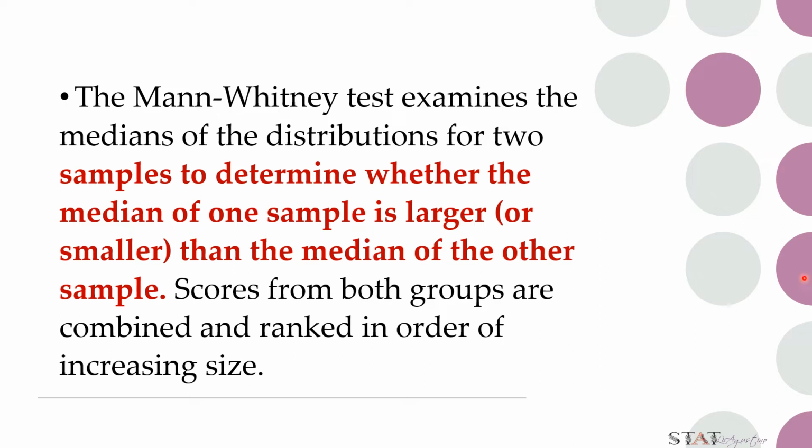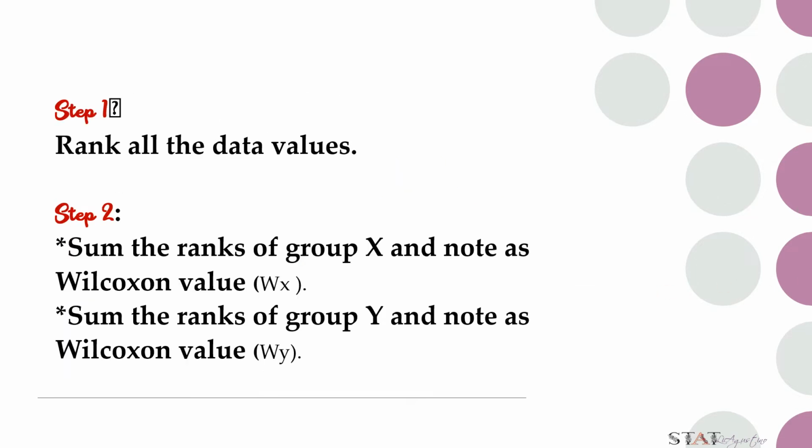So the smallest score is rank 1, the second smallest score is rank 2, then 3, and so forth. Take note that the algebraic sign associated with the score, positive or negative, is considered in the ranking, so that negative scores are given lower ranks than positive scores.